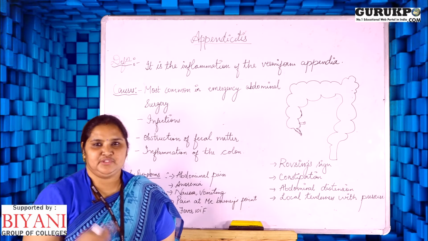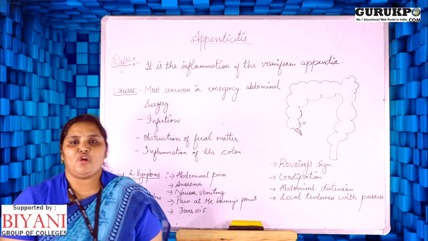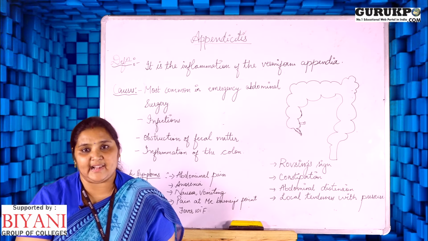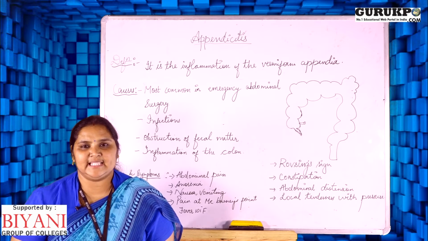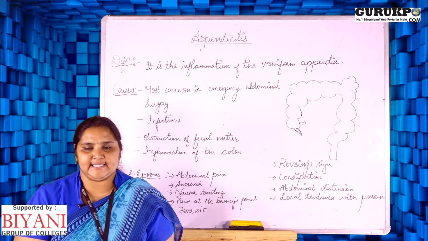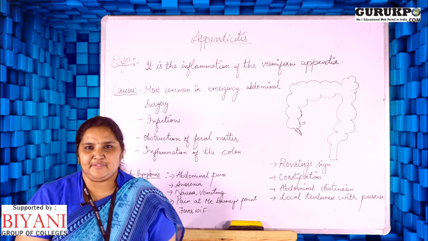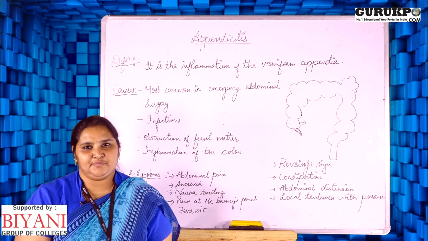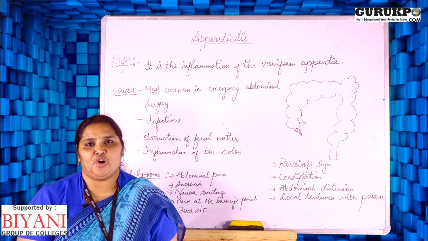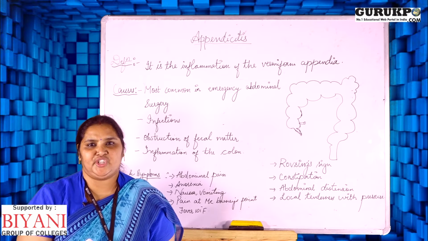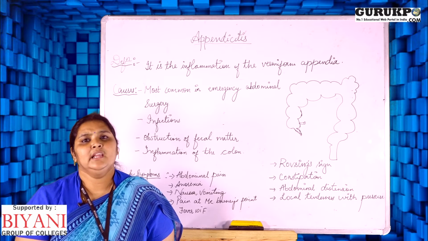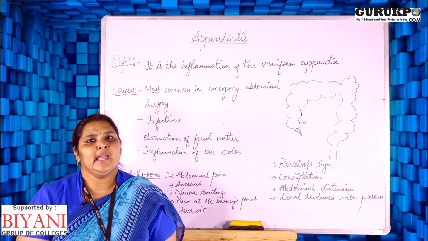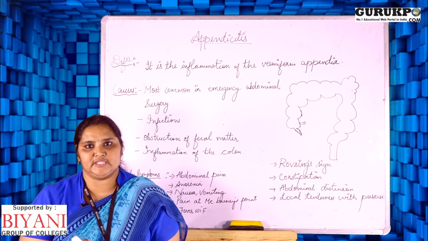Next, the sign by which we can analyze is Rovsing's sign. In Rovsing's sign, when we are palpating the left side and applying pressure, the bowel movement will be felt, and the person will feel pain at the right side, where the appendix is. By this we can identify that the person has appendicitis, and the sign is known as Rovsing's sign.